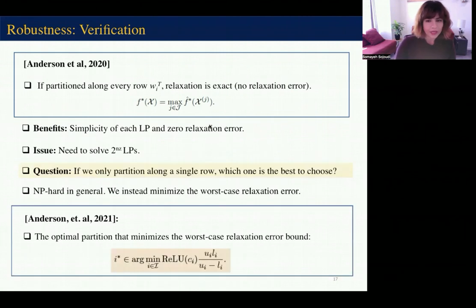To make the problem tractable, we ask ourselves, if we were to only partition along a single row of the weight matrix, which one is the best one to choose? This is an NP-hard problem to know in general. So instead, we minimize the worst case relaxation error, and this makes the problem tractable and also reduces the general relaxation error.